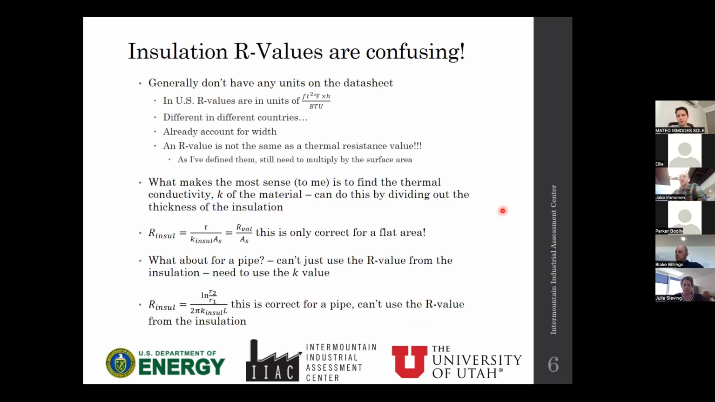Jake? So, yeah. Is there really not a way of finding the K value with the R value? Because sometimes, I mean, if we have the R value, which is really used here in the US, it would be really useful to get the K value if we could. Yeah. So you should be able to divide by the width of the insulation to get it.